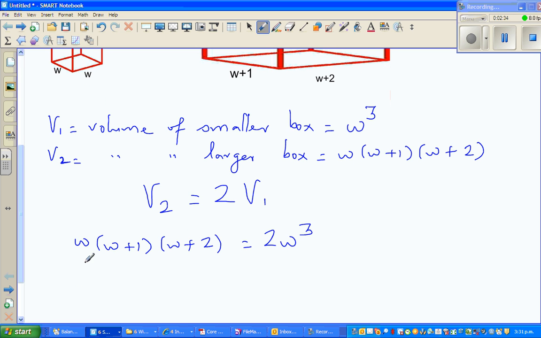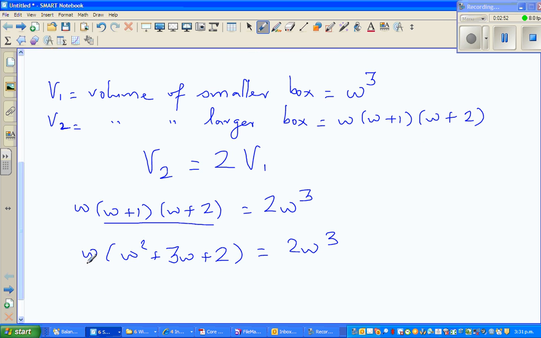Now I have to expand this, so let me expand this first. This is W times W squared plus 1W plus 2W, which is 3W, plus 1 times 2 is 2, equal to 2W cube. Again, expanding with W, this is W cube plus 3W squared plus 2W. So W times W squared is W cube, W times 3W is 3W squared, and W times 2 is 2W. It's 2W cube.